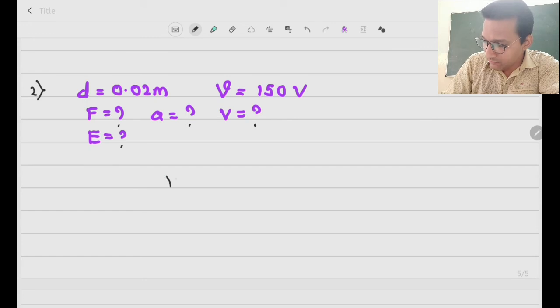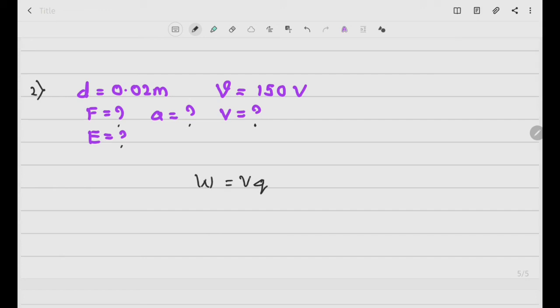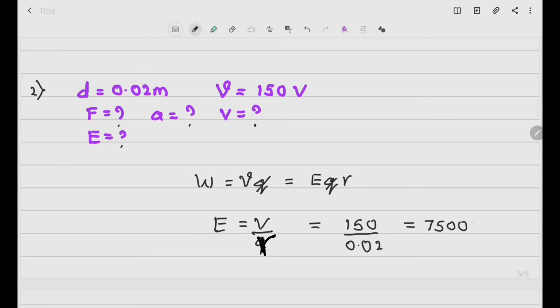We know that work is equal to V into Q, that is, we know W is equal to V into Q, and we also know W is force into displacement, that is EQ into R. Now we can cancel this Q on both the sides and get an equation for E, that is V divided by R, not Q, R. So V is 150 divided by 0.02, we will get the answer as 7500 volt per meter. That is the final answer.